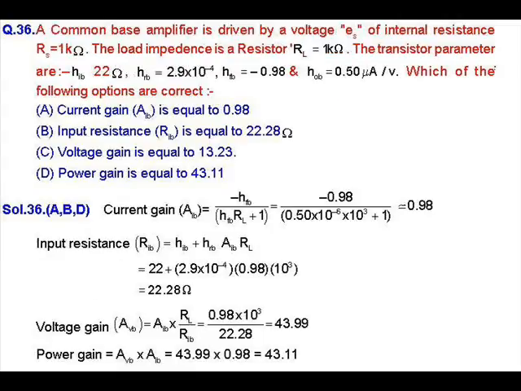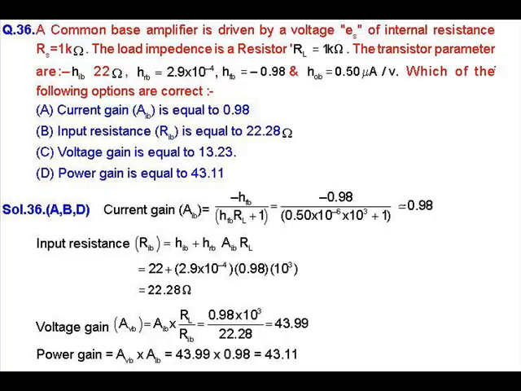MSQ question number 36. In this question, we have been given that a common base amplifier is driven by a voltage Es of internal resistance Rs equal to 1 kilo ohm. The load impedance in the circuit is a resistor RL, which is equal to 1 kilo ohm. All the H parameters for this particular circuit are given to us, that is HI, HR, HF and HO.